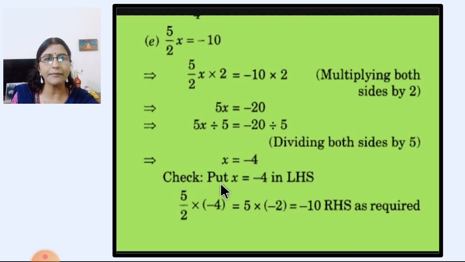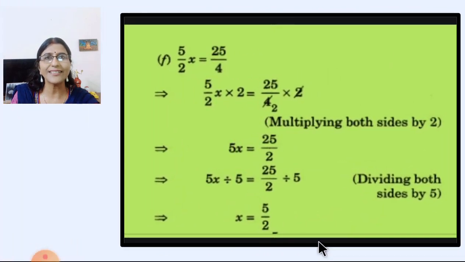Now you can check like this by substituting the value of x as minus 4 in this equation. So 5 upon 2 multiplied by minus 4. Now you can see this can be reduced, and you will get minus 2 here. 5 into minus 2 is minus 10. And you can see on the right side also minus 10 is there. So that means this solution is correct.